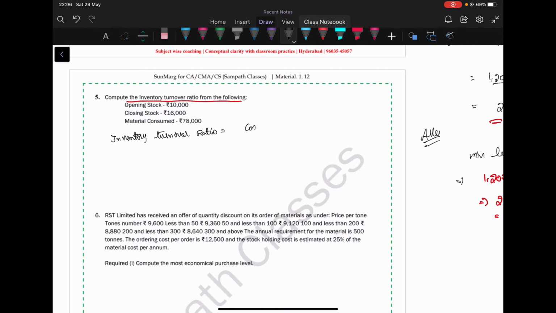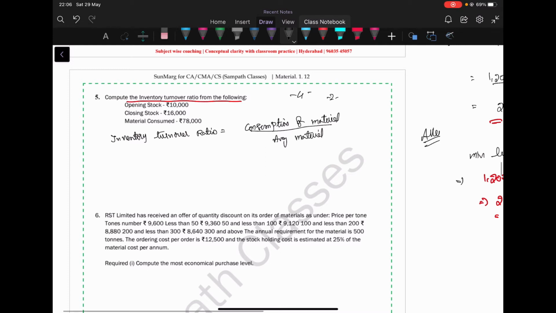What is the material consumed? Consumption of material divided by average material during the period. You can expect this question for 4 marks or 2 marks in the examination. Sometimes they ask for 2 marks, sometimes for 4 marks.